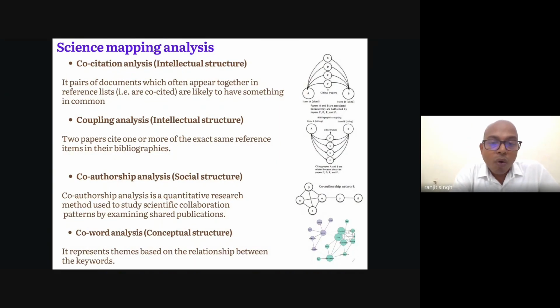And next is co-authorship analysis. This is called the social structure. The co-authorship analysis is a quantitative approach, a method used to study scientific collaboration. As I stated previously, that is the social structure, also known as the co-authorship analysis. We deal with the collaboration aspect, and collaboration in terms of author, country, and institution.